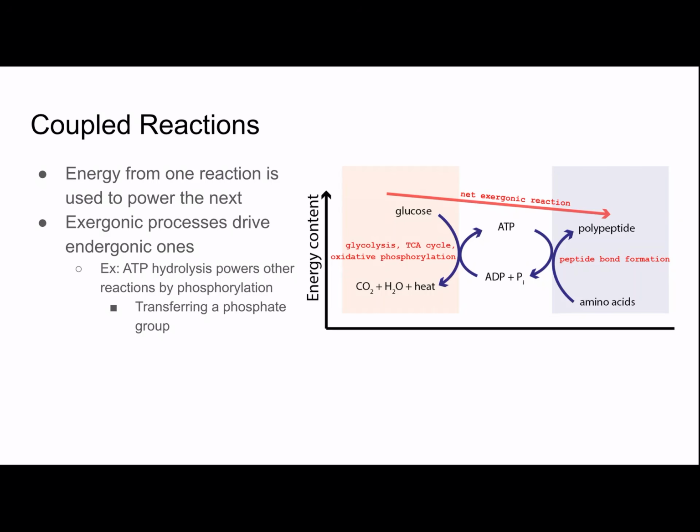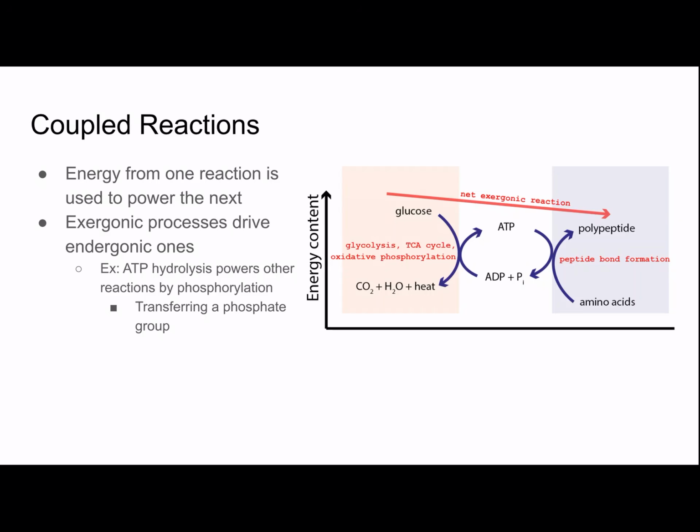So here's a graph. Let's look at it in portions. As you can see in the first portion, glucose being broken down is powered by the creation of ATP from ADP and P. So you can see that the arrow from glucose to carbon dioxide, water, and heat is touched by the arrow going the opposite direction from the creation of ATP.